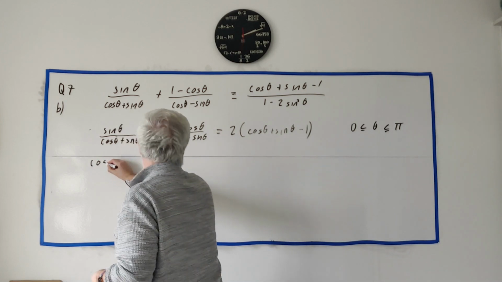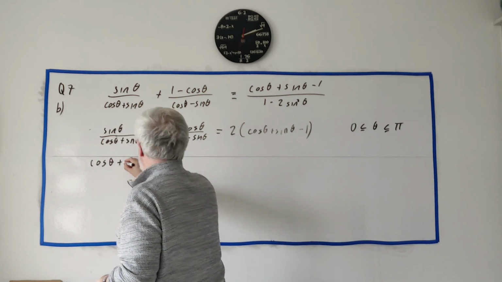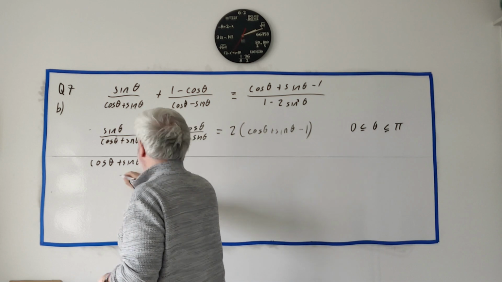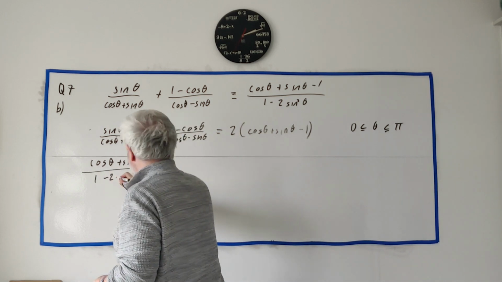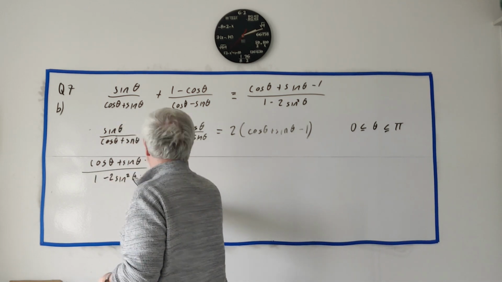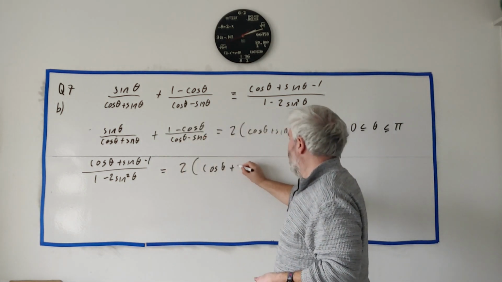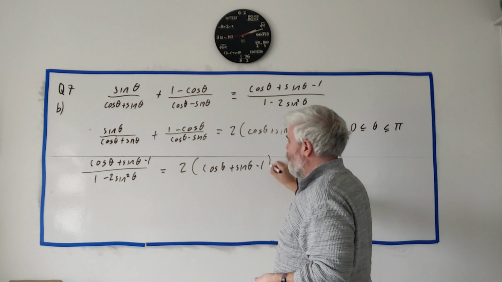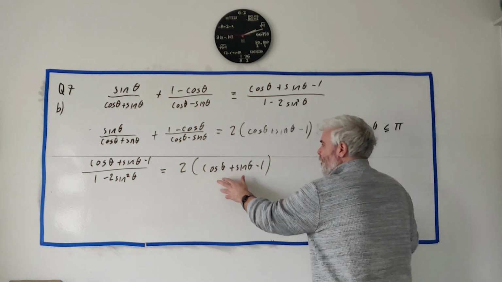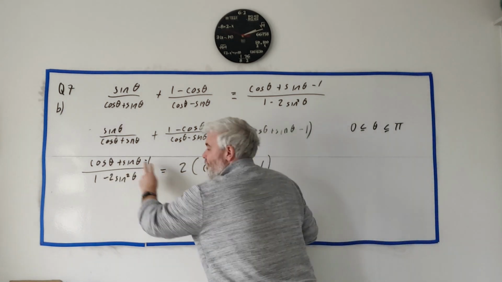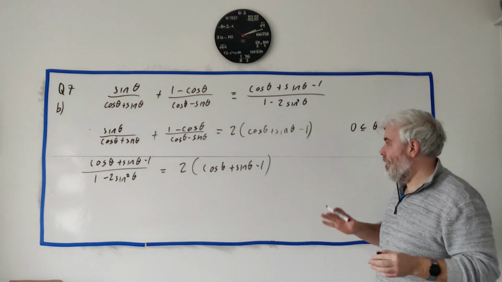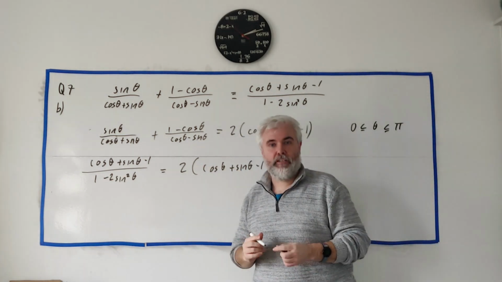I'm going to run out of room here, I'd say. Cosine theta plus sine theta minus 1 over 1 minus 2 times sine squared theta is equal to 2 times cosine theta plus sine theta minus 1. Now, very conveniently, this number and this number are the same. So it's very tempting just to cancel both sides.